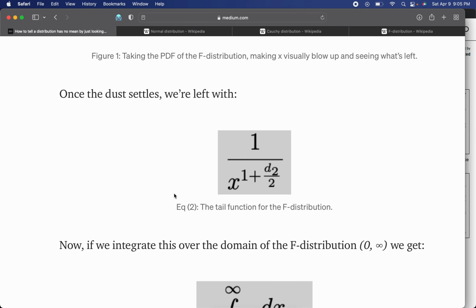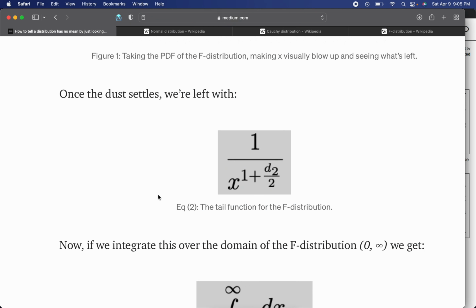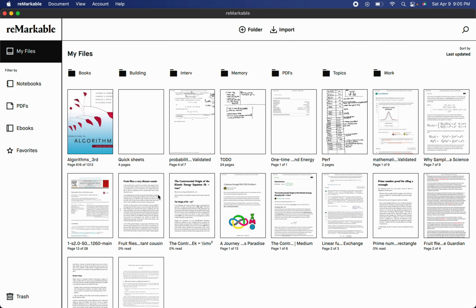Now what about the mean? How do you use this to reach the conclusion that it has a mean only when d2 is more than 2? Well, for the mean, we know that... let's switch to somewhere we can write.